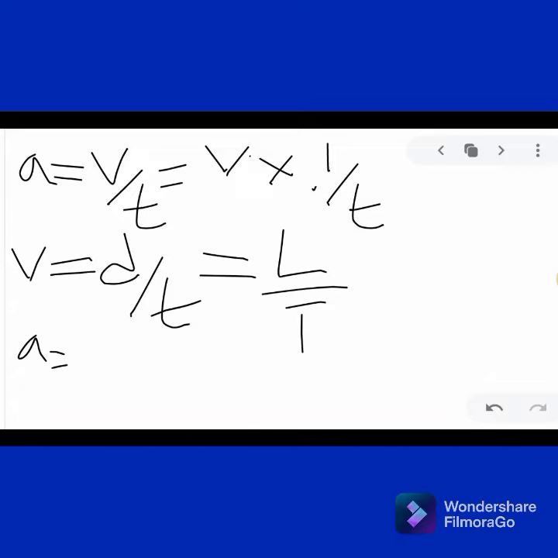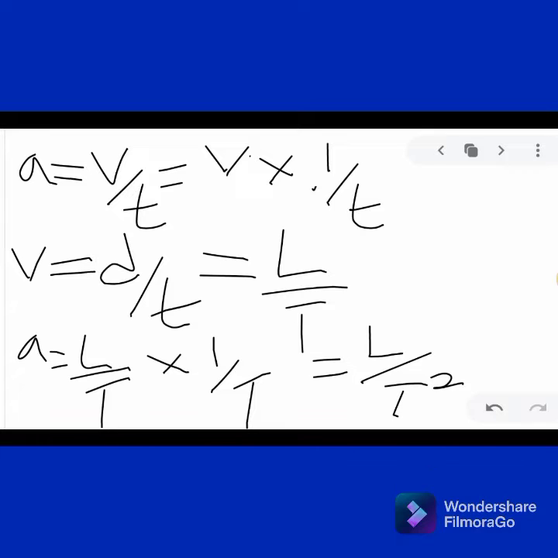V is now L over T dimensionally. That is L all over T times T, which is also a fundamental unit. So that is 1 over T. So L times 1 equals L, and T times T is T squared, which means that acceleration is L over T squared.